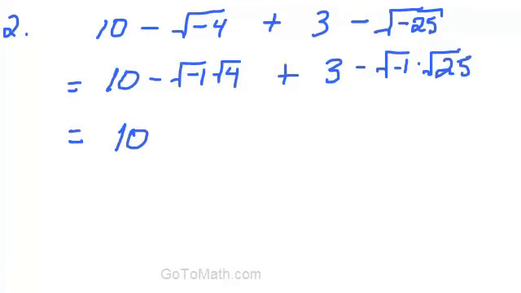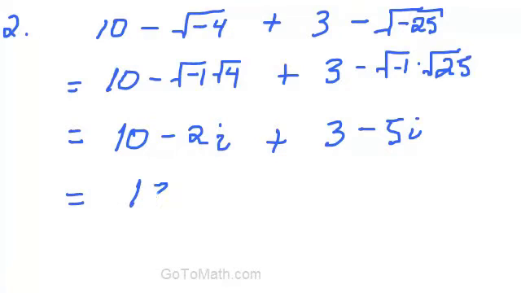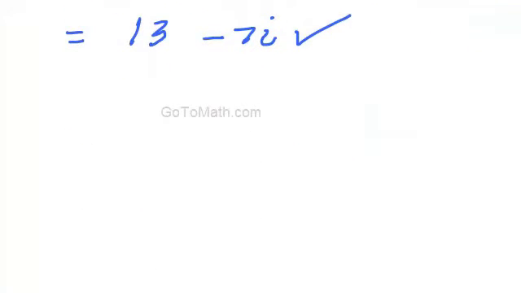Alright, so we have 10 minus, what's the square root of 4? Well, the square root of 4 is just 2. And of course, the square root of negative 1 is i. Plus 3 minus, so this should be 5i. You should get that. Now we add the real parts. 10 plus 3 is 13. Minus the imaginary parts, 5 and 2 is 7i, right? 13 minus 7i.